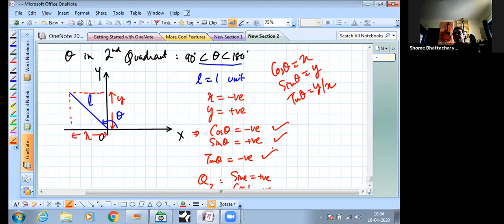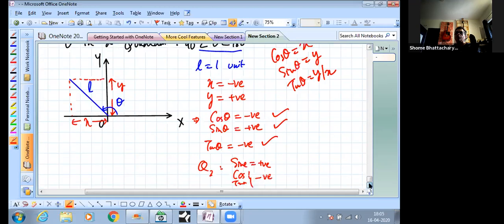And by the same logic at a later stage, we will learn what happens in third and fourth quadrant also. But today, right now, we are more interested only in the second quadrant. So we learn in the second quadrant, the value of cos theta is negative, whereas the value of sin theta is positive. Okay. So next up, let us understand how to calculate the value.